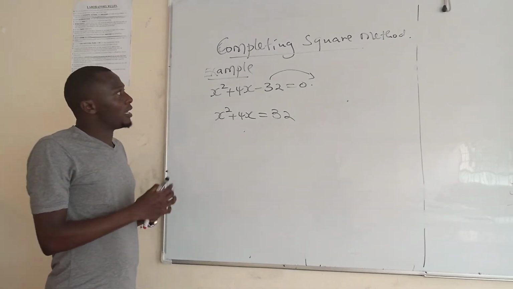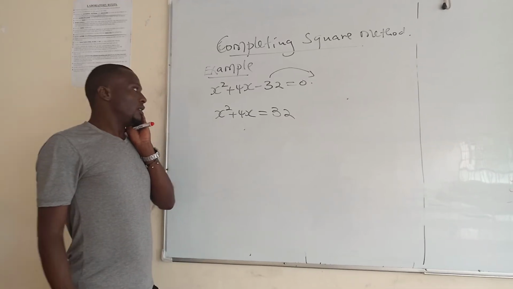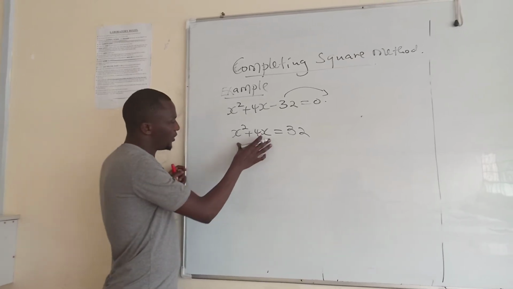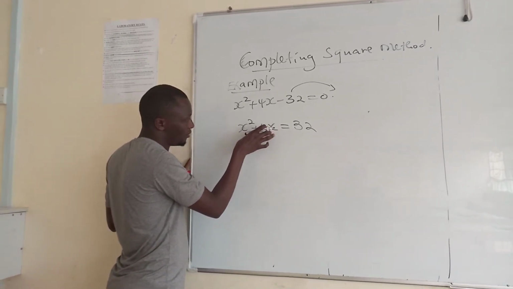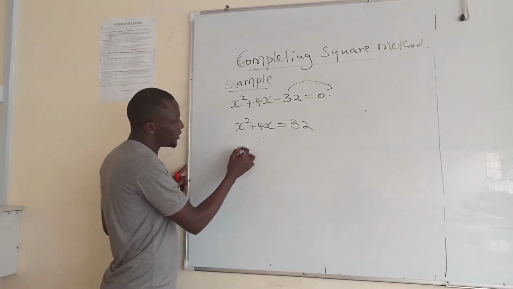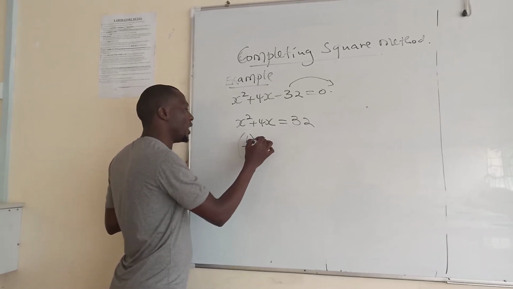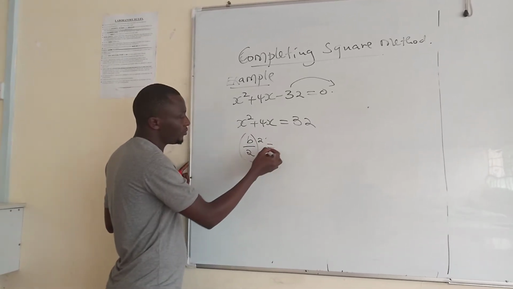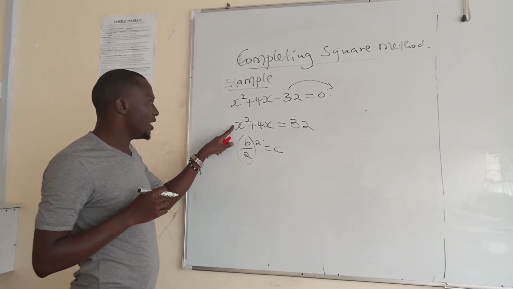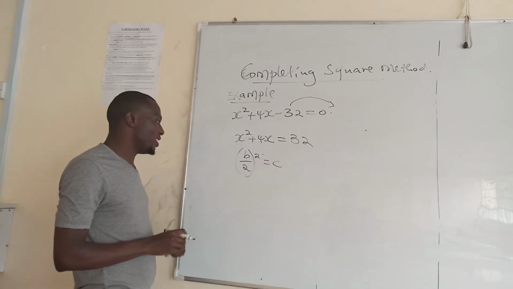Remember, we normally use this completing square method to solve for a given variable of interest. So, upon reaching here, you complete the square on your left hand side. And remember, to complete the square, we need this formula here: B over 2 squared is equal to C. Remember, if there was a coefficient here, then this would be A C. Very important for us to note the difference.